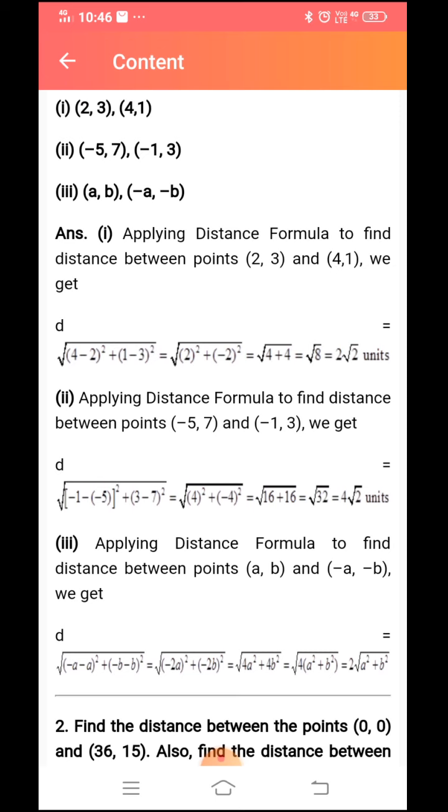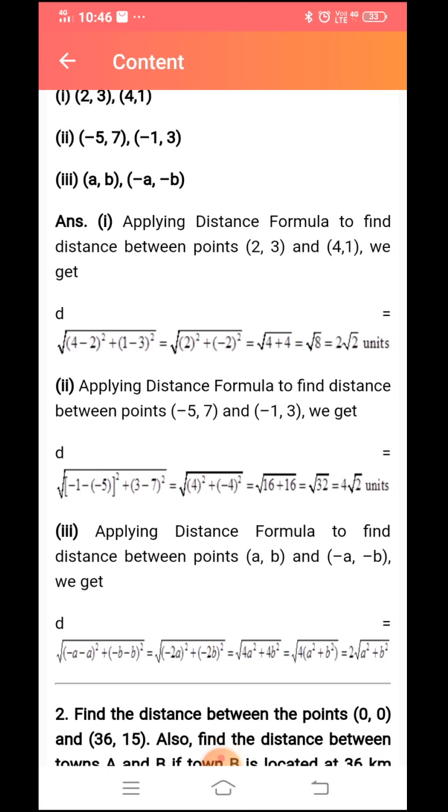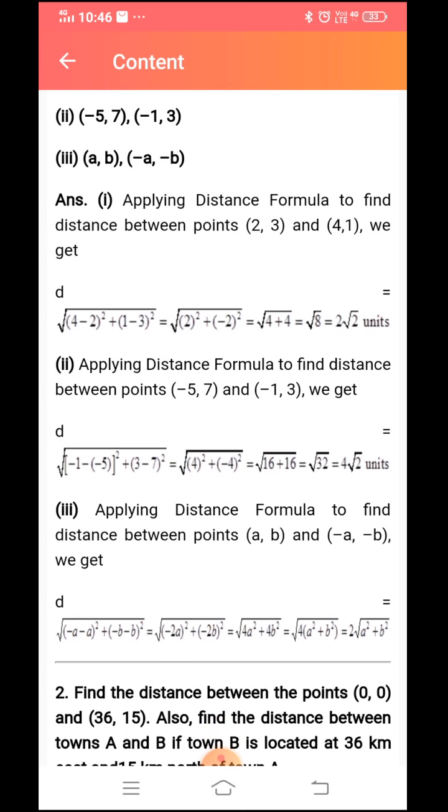Okay, the same method we have to use for the second and third sums. Look at the second sum. The coordinates are (minus 5, 7): x1 is minus 5, y1 is 7. And (minus 1, 3).